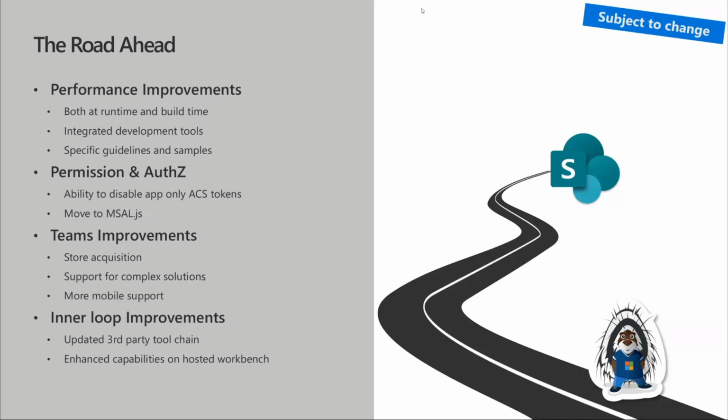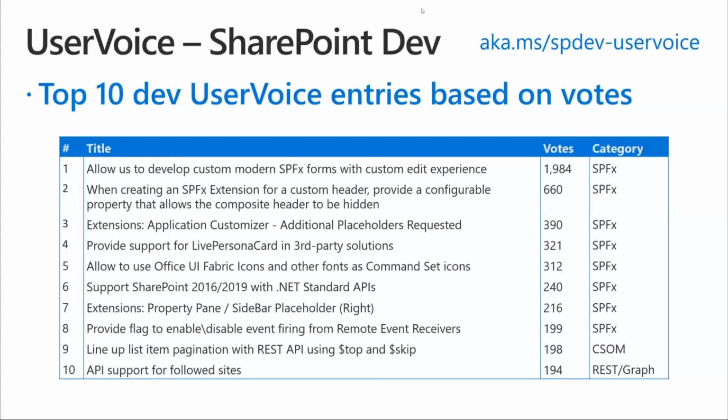And then we're looking into doing improvements on the third-party tool chain, so making sure that you have the latest and greatest on your tools as a developer. So you actually want to do investments on this area, and then improving the hosted workbench in SharePoint Online, which you can use to develop extensibility for SharePoint and for Microsoft Teams. So, quick update on those, not going to spend too much time on that one.